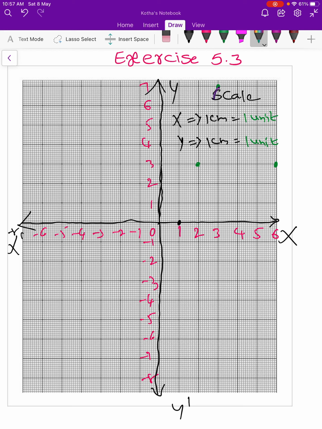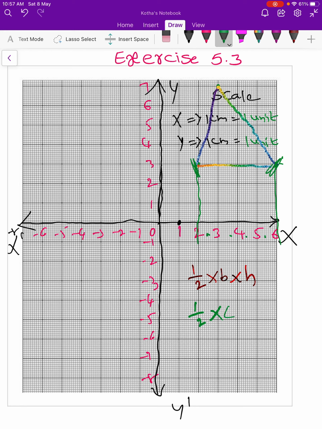Let us check once. Yes, we got a triangle. Then in this he is asking to find the area of the triangle also. We know very well that the area of the triangle is half into base into height. Now, what is the base of the triangle? Here the base is from here to here. This point is 2 and this point is 6. How many units gap is there between those two? 1, 2, 3, 4 units.